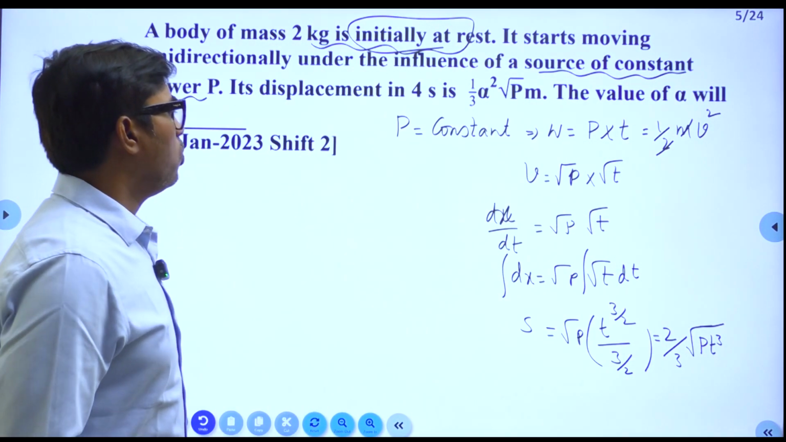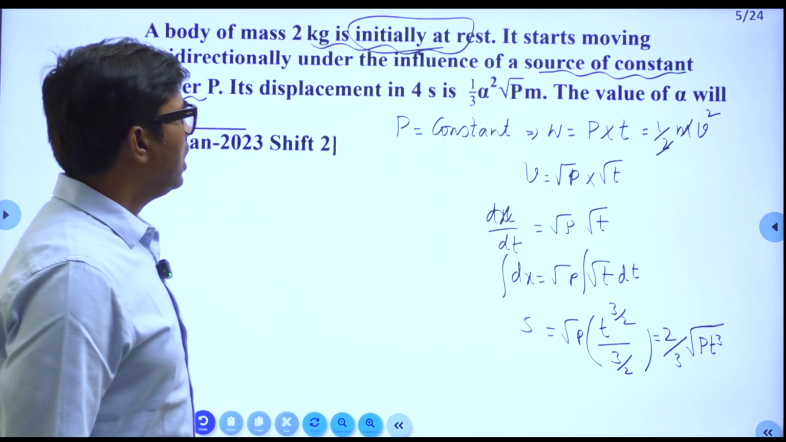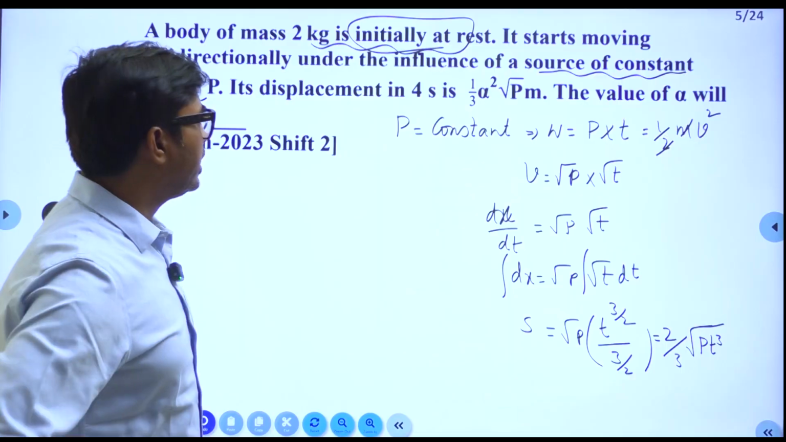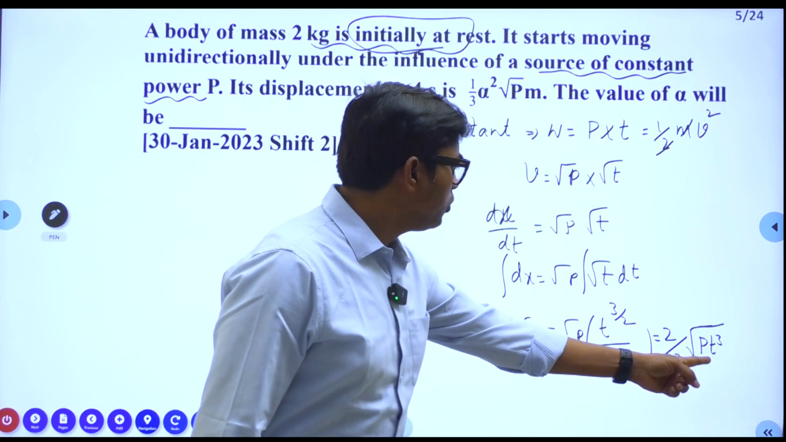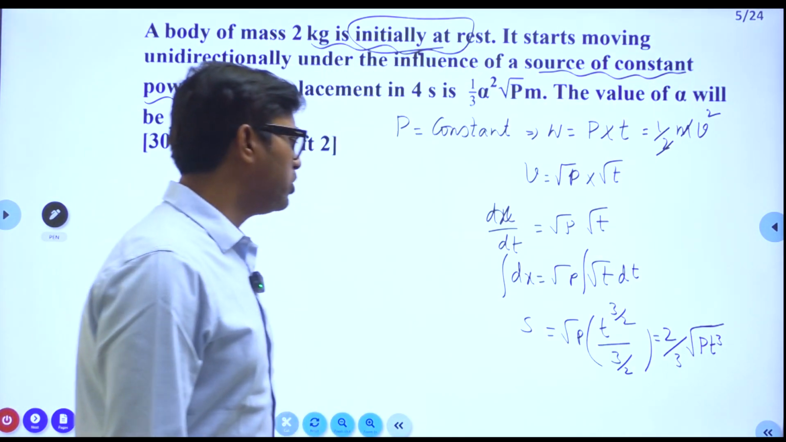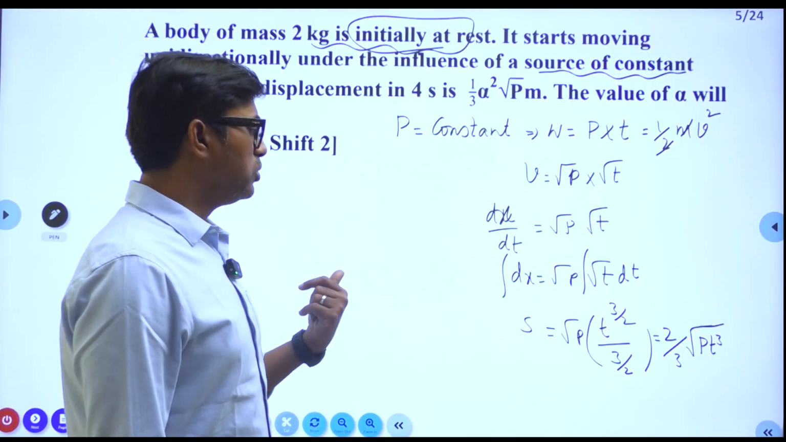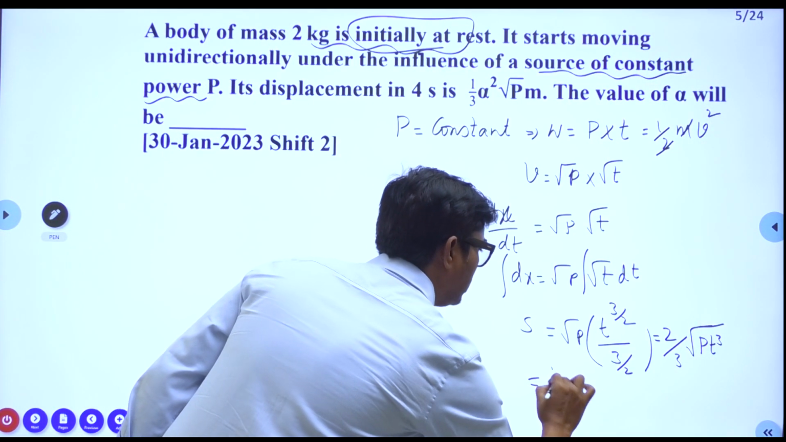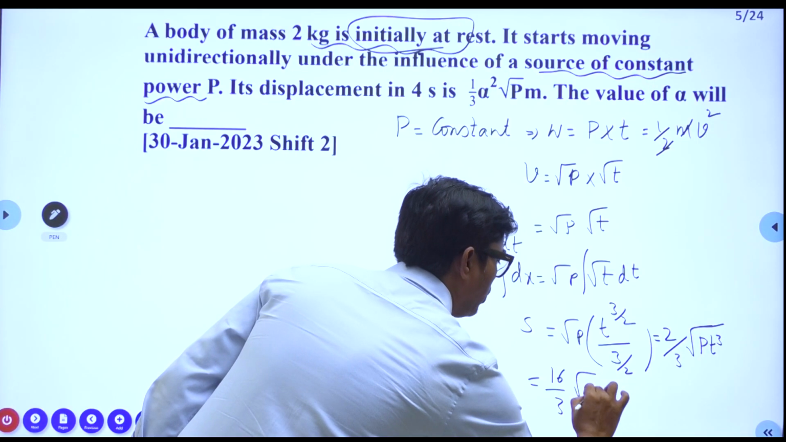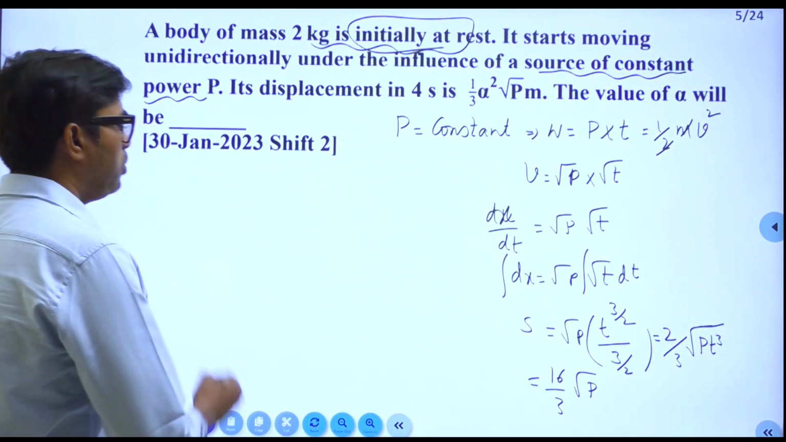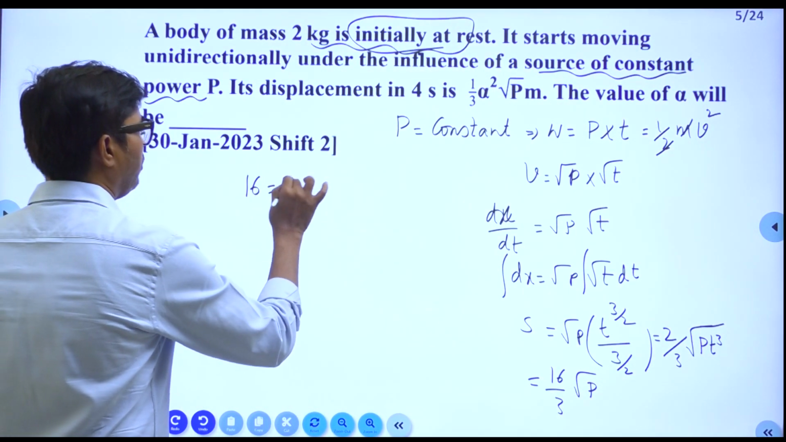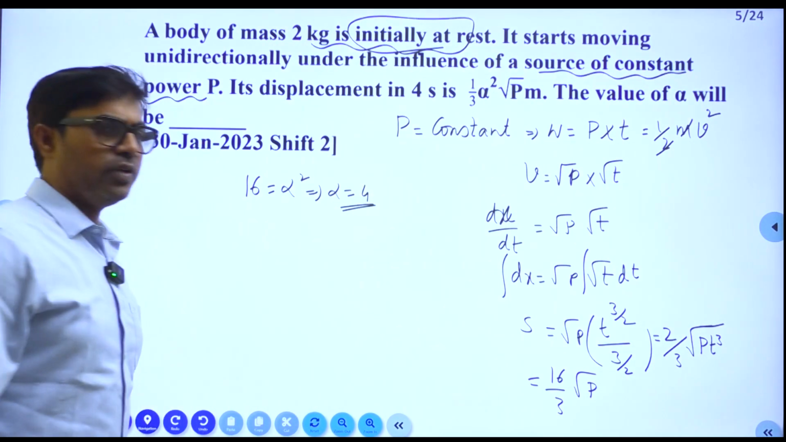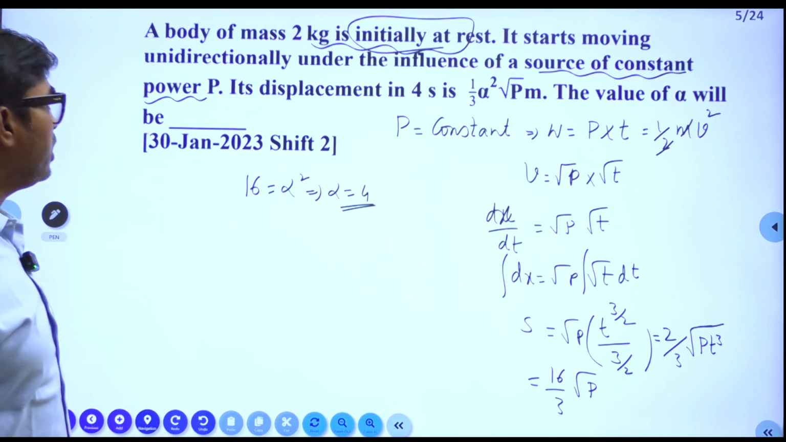Now what did they say? 1 by 3 they are talking about, and alpha is alpha square. So now you can substitute t equal to 4 seconds there. 4 seconds, if you compute, you will get 4 cube. 4 cube is 2 power 6. 2 power 6 when it comes out, 2 power 3 you will have. That means 2 into 8, 16 by 3 into root P. So from there you see that 16 equal to alpha square. Otherwise alpha equal to 4 you will get. Alpha equal to 4, and it's a very simple problem there.